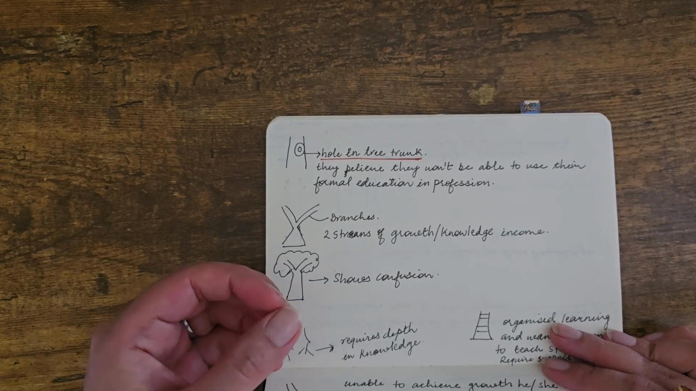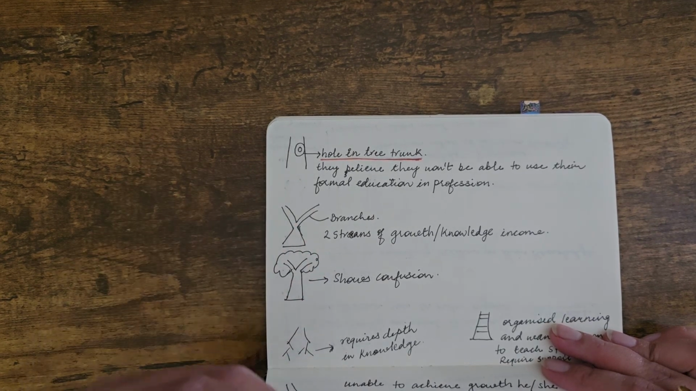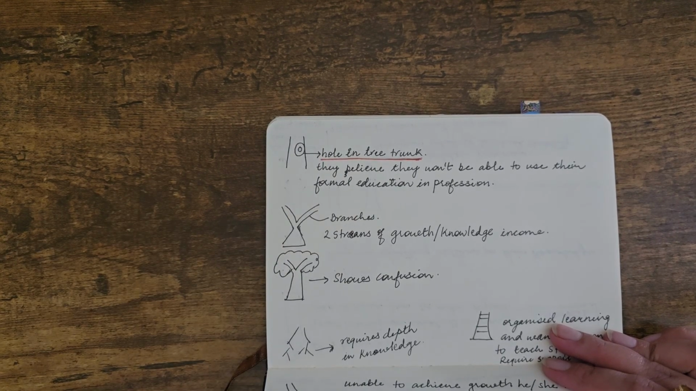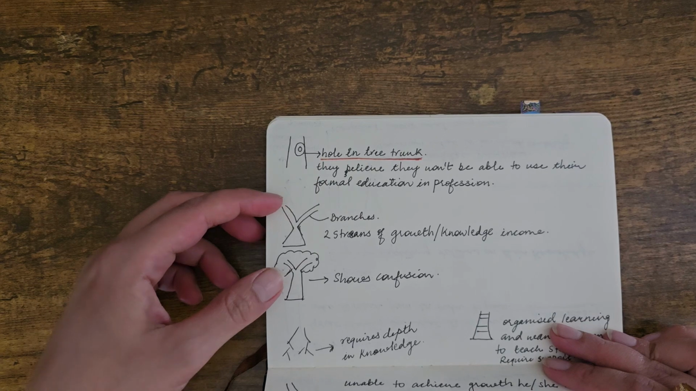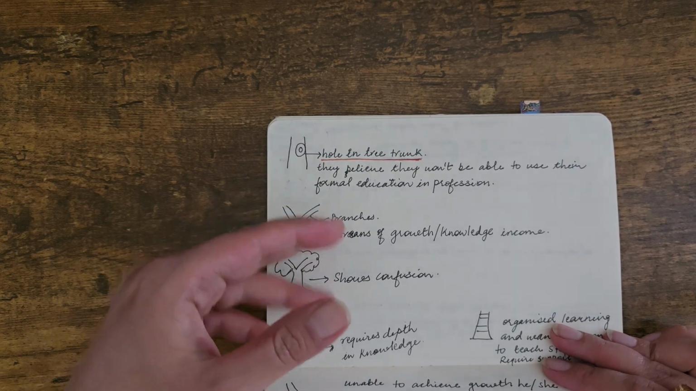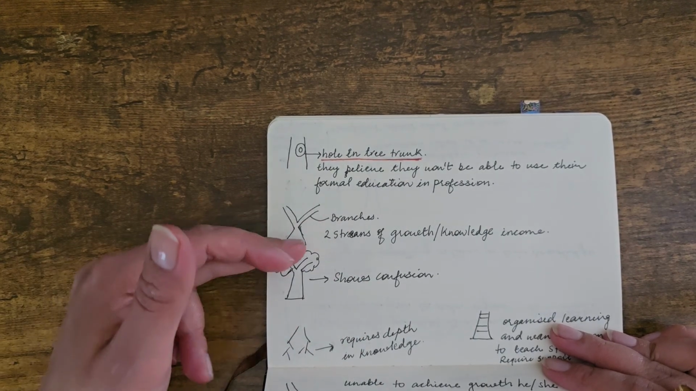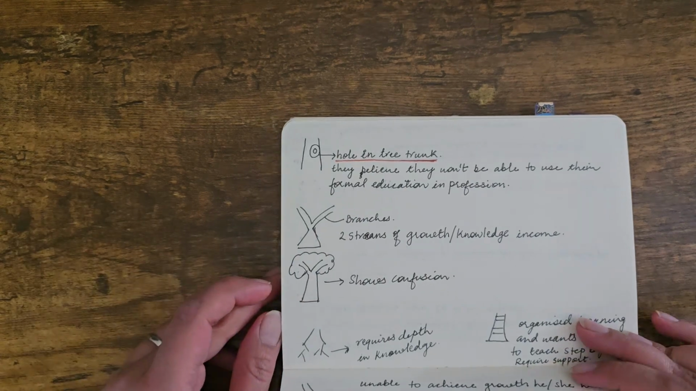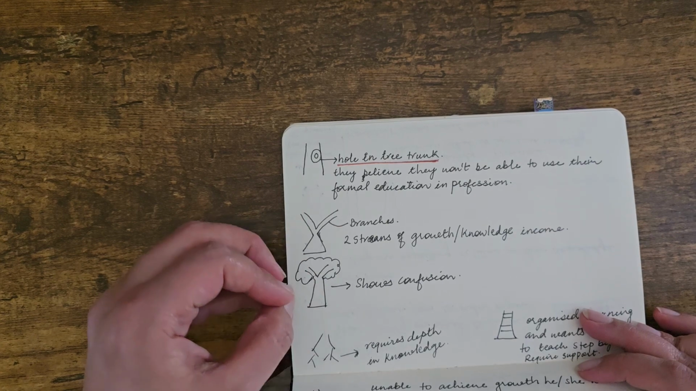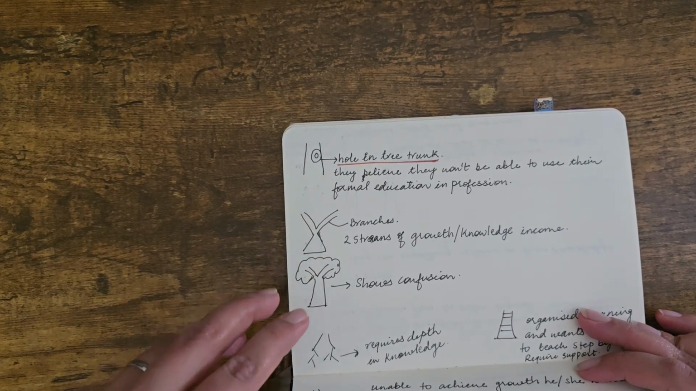If there are branches on the tree, two or more branches depict multiple sources of growth or knowledge. So for example, someone could be a working professional, but they also consult or have a side hustle on the side. So they have multiple streams of knowledge, not only knowledge but also income. If it's a really bushy tree with a lot of branches going in, that sometimes tends to depict confusion as well.